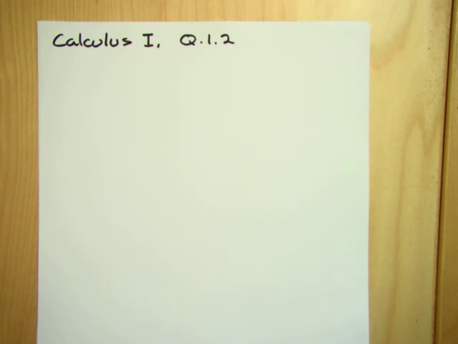Okay, here's the question. Graph each of the following lines after changing to the form y equals mx plus b, and also find the y-intercept and the x-intercept. So here we go, and there are 5 parts, 5 different equations here.